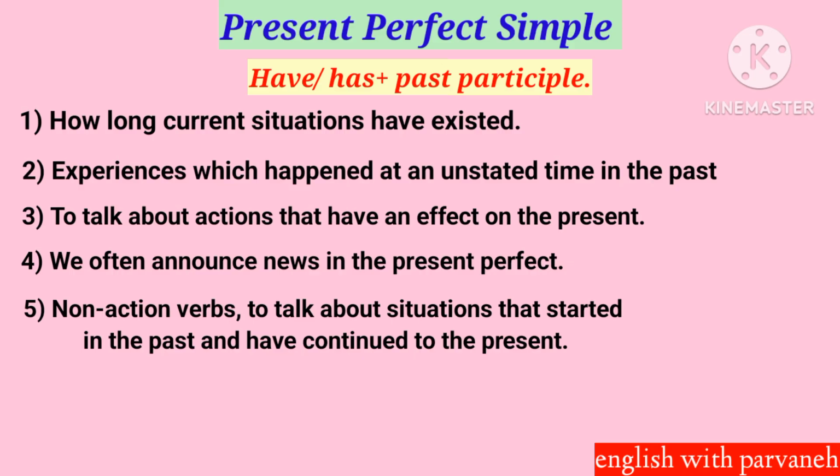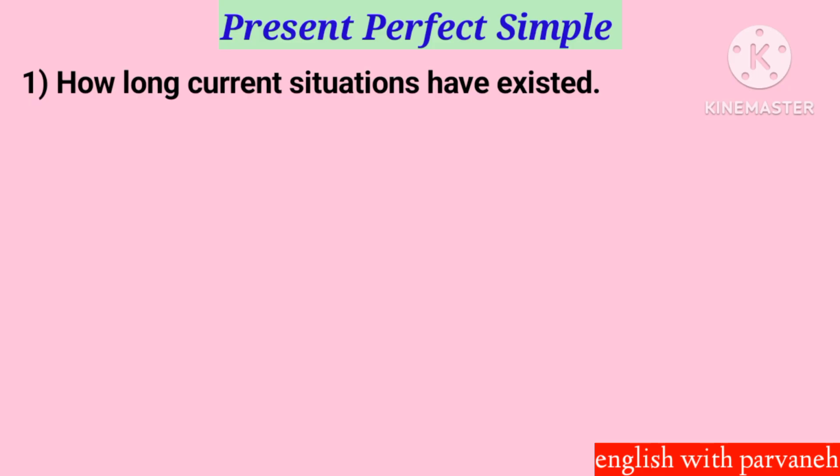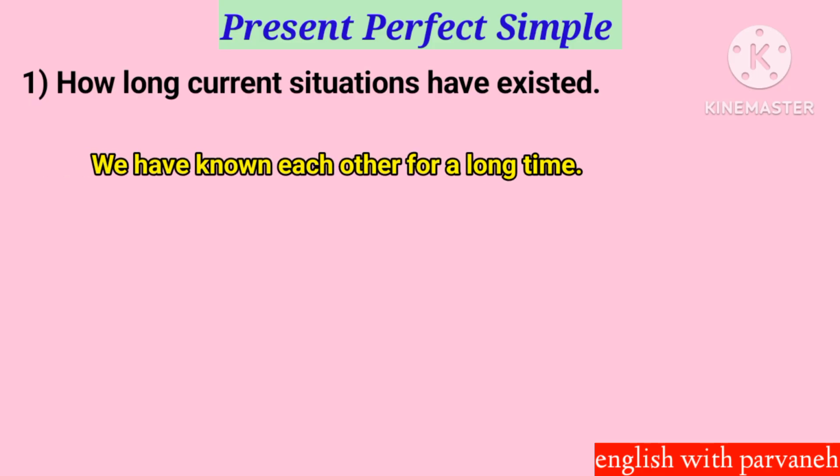Next, I will go through each use of the present perfect simple one by one, explain it with examples, and make it easy to understand. Number one, how long current situations have existed. When something started in the past and is still true now, we often use the present perfect simple to say how long it has existed. For example, we have known each other for a long time. It means we met in the past and we still know each other now.